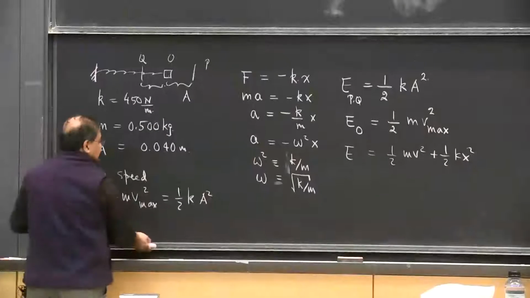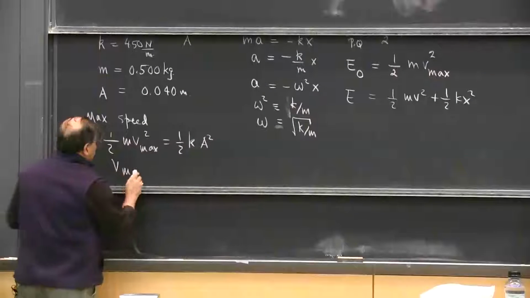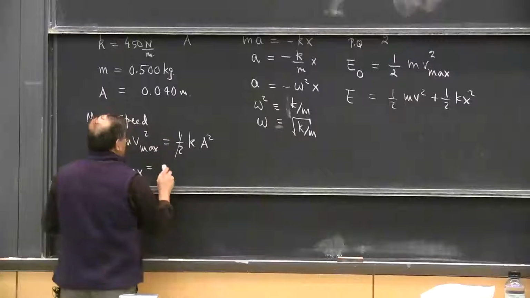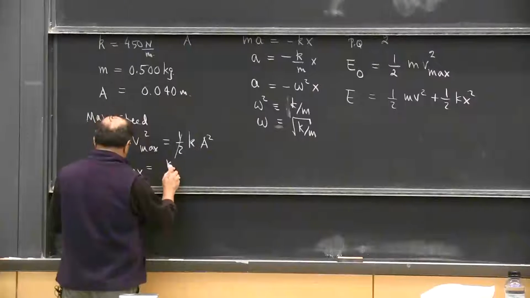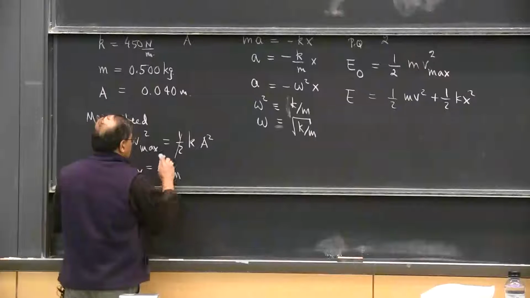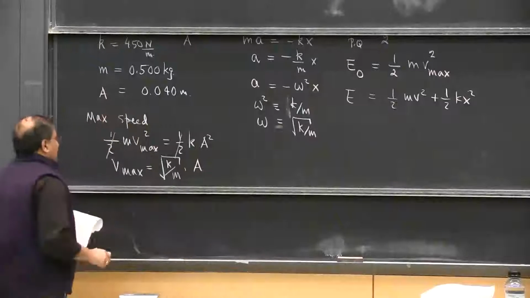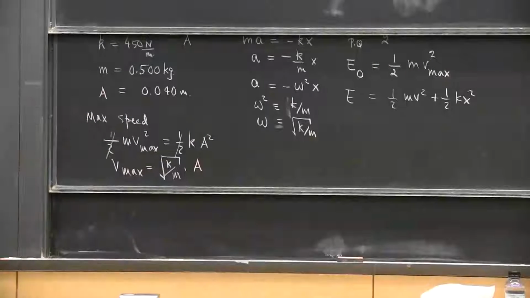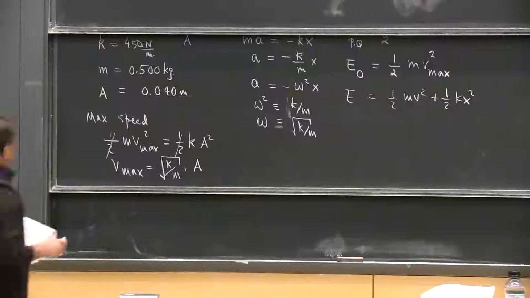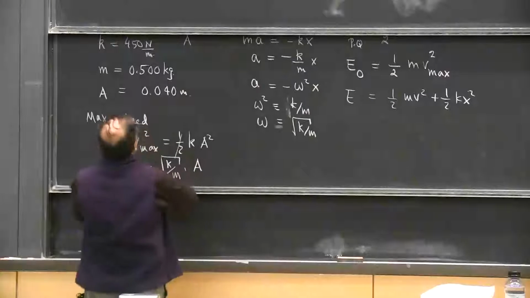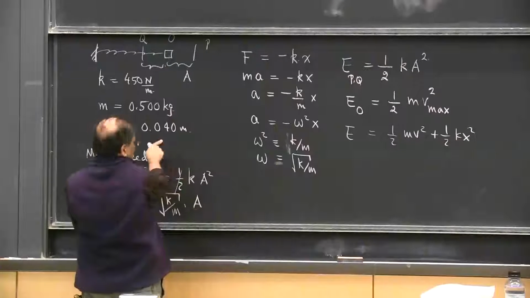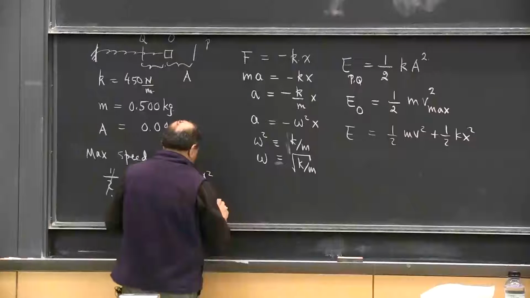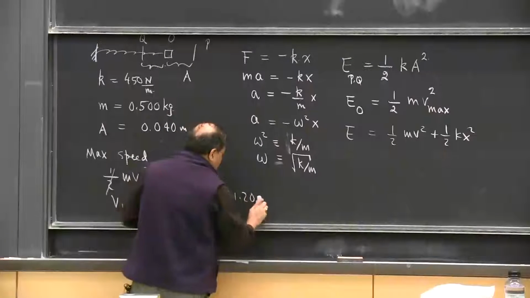So therefore Vmax is equal to, I cancel the halves, so this will be square root of k over m times a. And of course a can be plus or minus, Vmax can also be plus or minus because it can be going leftward at O or rightward at O. So both are possible. So at this point, if I put in the numbers, I have a value for A, which is 0.040. I know K and I know M. If I plug in the numbers, then what I get is a velocity of 1.20 meters per second.